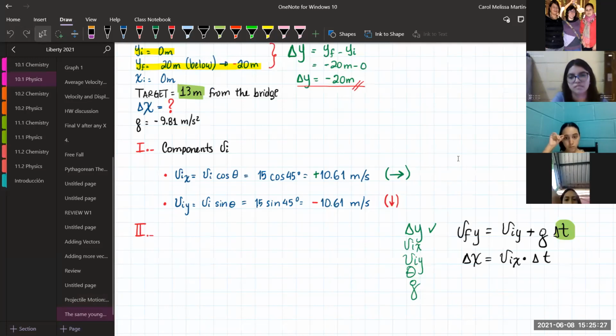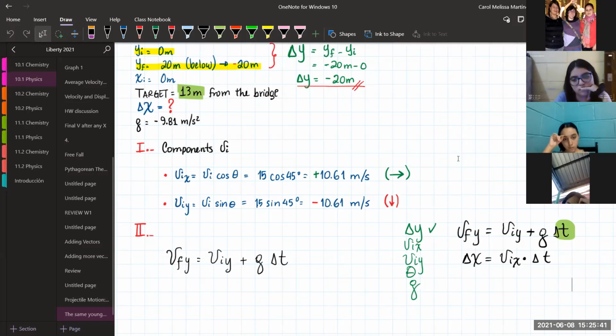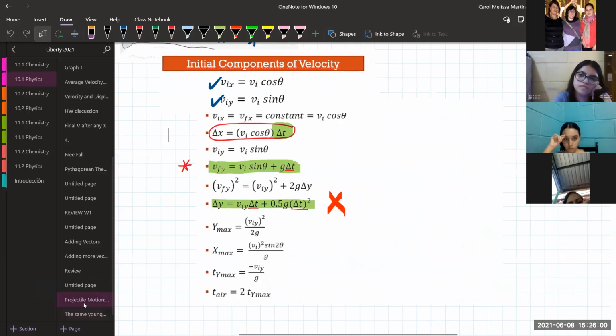It says final velocity in y equals initial velocity in y plus gravity times time. But there's one big issue right here. Because I don't know the time, but I also don't know my final velocity in y. I cannot use it yet. So I'm going to leave this here and go back to my formulas.